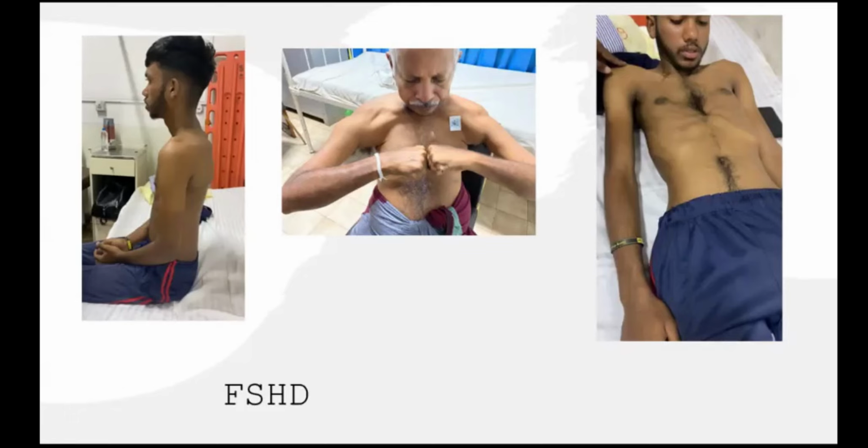Then you can see the transverse pectoral line, where you have pectoral muscle wasting manifesting as a transverse line across the chest. And thirdly, we are demonstrating the Beevor sign, where you have sparing of the upper abdominal muscles and involvement of the lower abdominal muscles more.